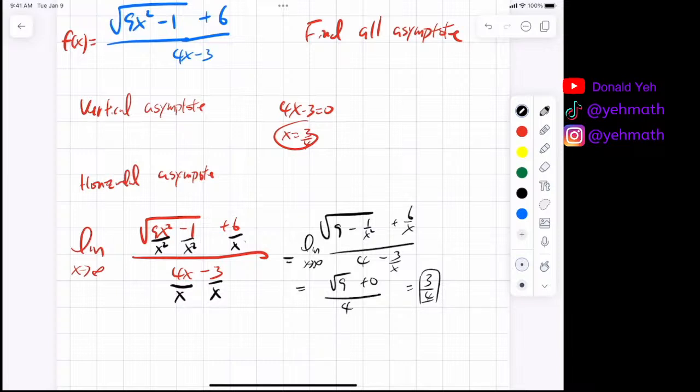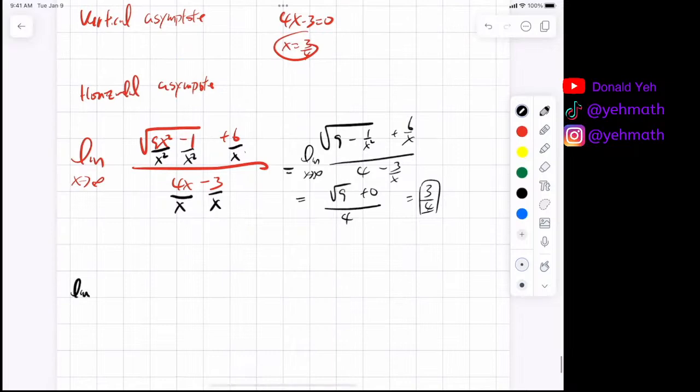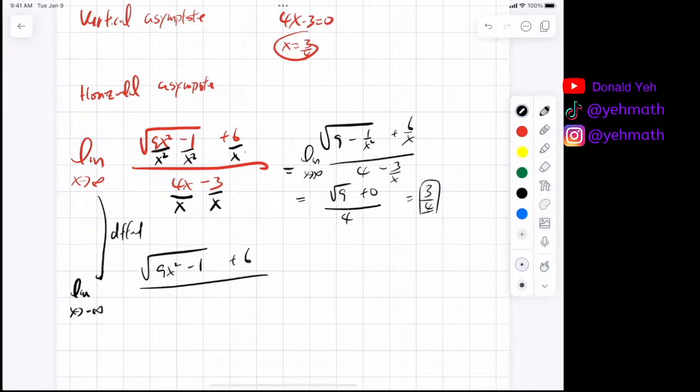Now there's another one, which is what happens when the limit as x approaches negative infinity, as opposed to positive infinity. See, this is different. Now, the same thing, the square root of 9x squared minus 1, plus 6, all over 4x over x minus 3 over x. Whoops. I'm going to do that later. I'm going to divide it by x. Now, inside the radical, something is going to change, though.